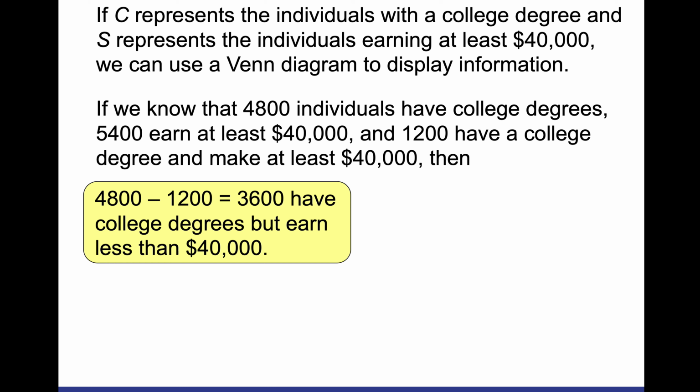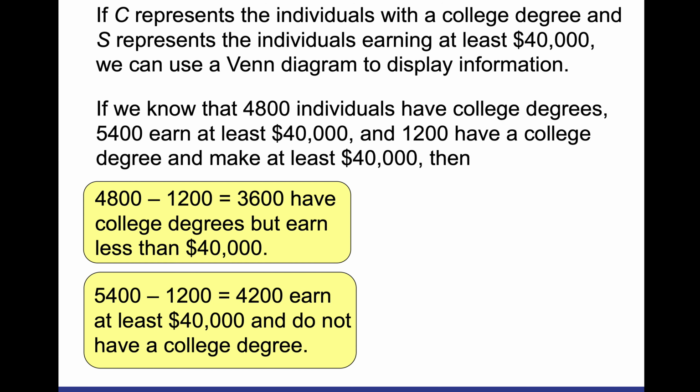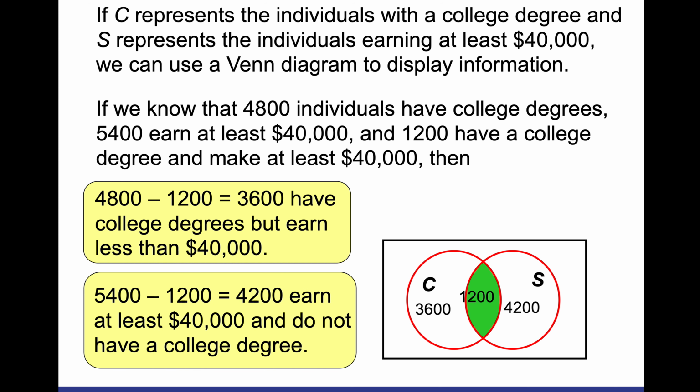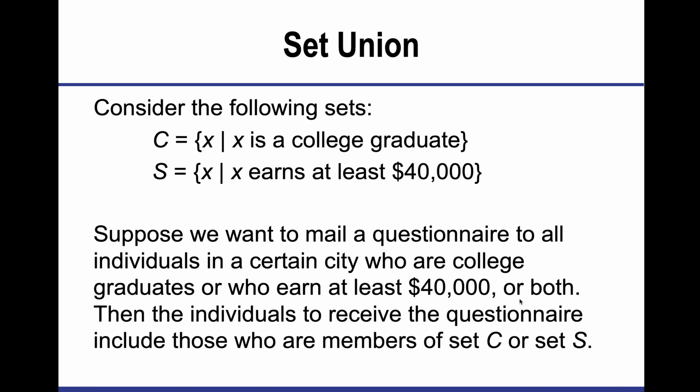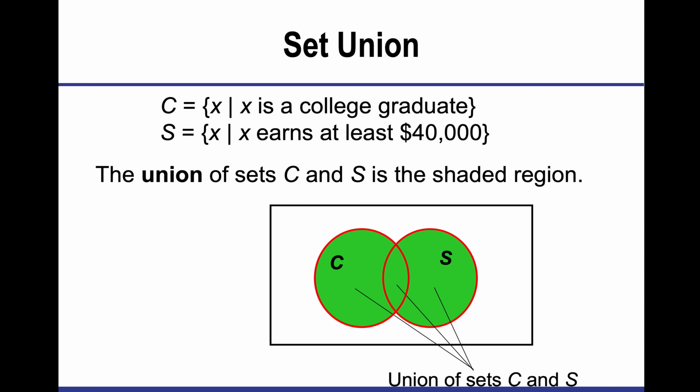So if I want to make this into a word problem, if we know that 4,800 people have college degrees and 5,400 people earn at least 40,000 and 1,200 meet both criteria, then this is what that's going to look like as an image. So 1,200 meet both, then I have my other number here and my other number here where they don't intersect.